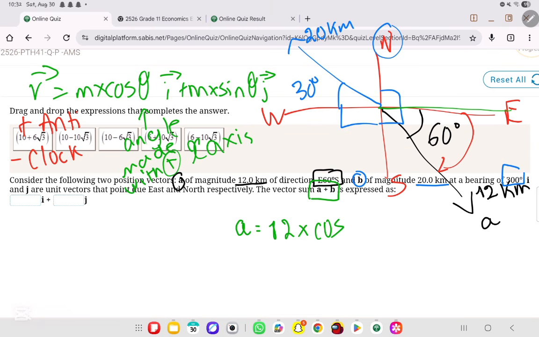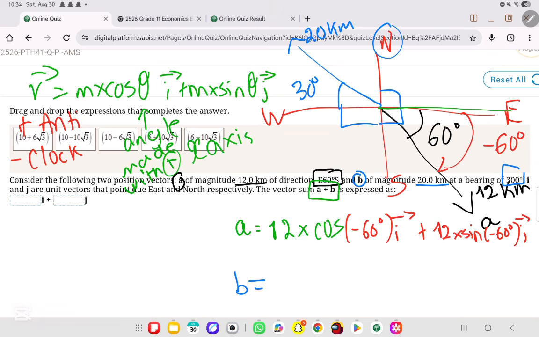You will get the same answer. I prefer to go clockwise because we already have the angle, which is 60 degrees. But if we go clockwise, should it be positive or negative? It should be negative, so we will give it a minus. So 12 times cosine negative 60 degrees i plus 12 times sine negative 60 degrees j. Okay, so this is A, done. Let's move on to B.